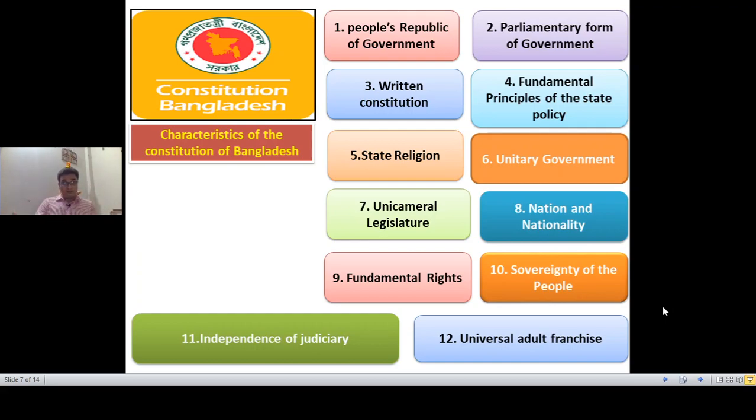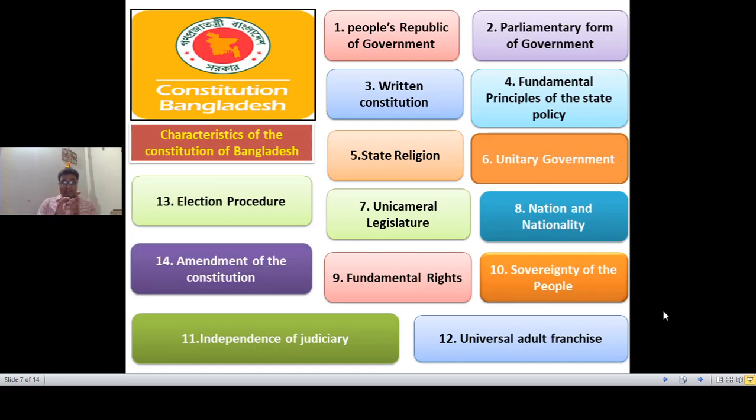So just, dear students, next point is election procedures. Okay, so basically there are two types of elections. One is direct election and another is indirect election. Okay, in our country we can see both types of election, and both types of election are ensured by our constitution. So this is one of the characteristics of the constitution of Bangladesh.